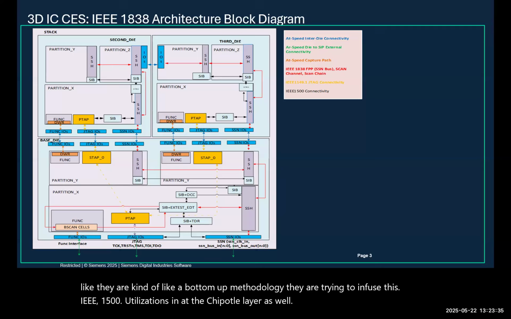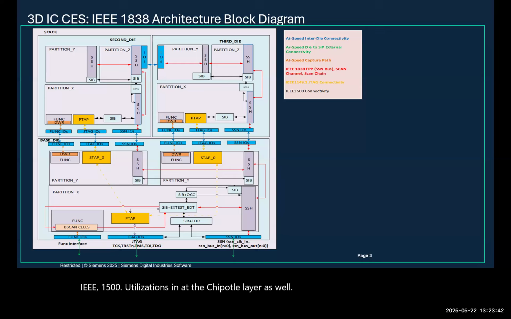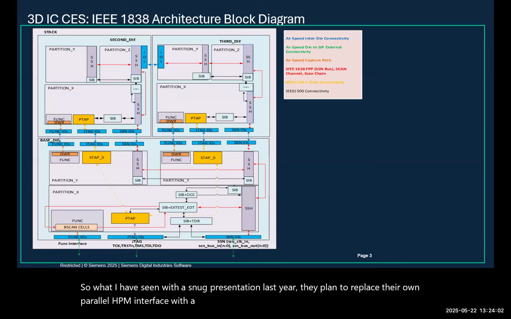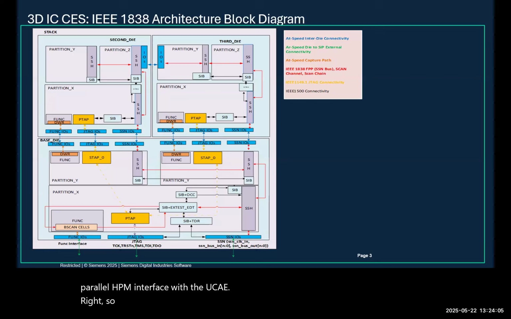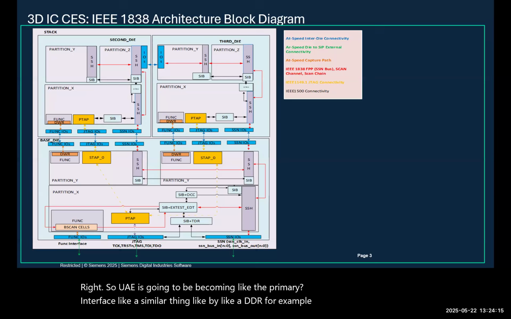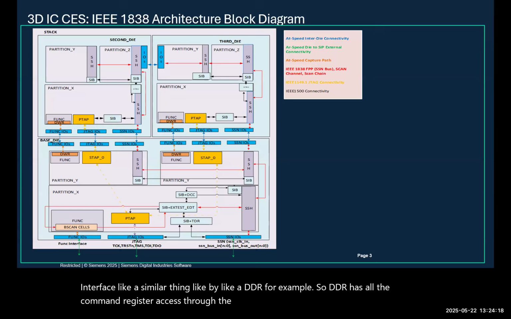Do you know what the roadmap is for HBM? Whether HBM4 has changed its test ports to a different protocol, or whether they plan to change it in the future? What I saw in the SNUG presentation last year is that they plan to replace their own parallel HBM interface with UCIe. So UCIe is going to become the primary interface, a similar thing to DDR, for example. DDR has all the command register access through the DDR parallel interface itself. There is no dedicated tap controller kind of stuff.